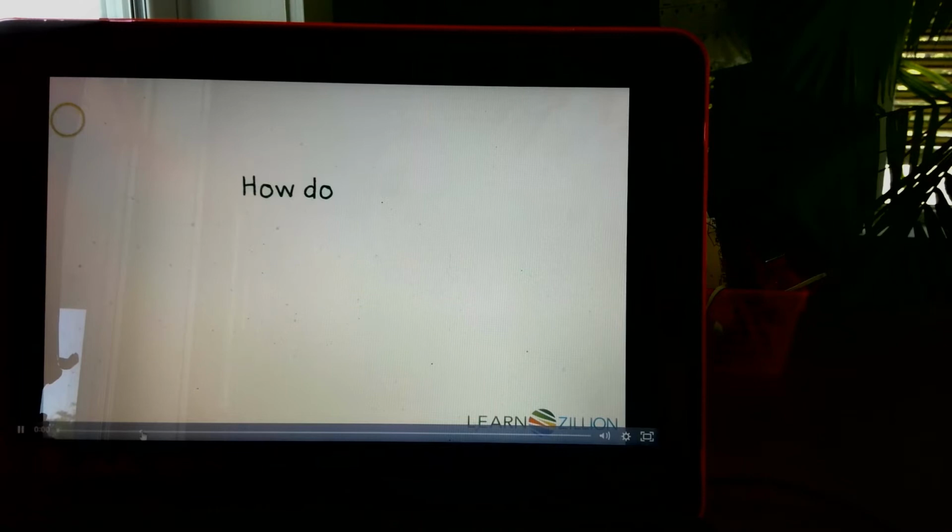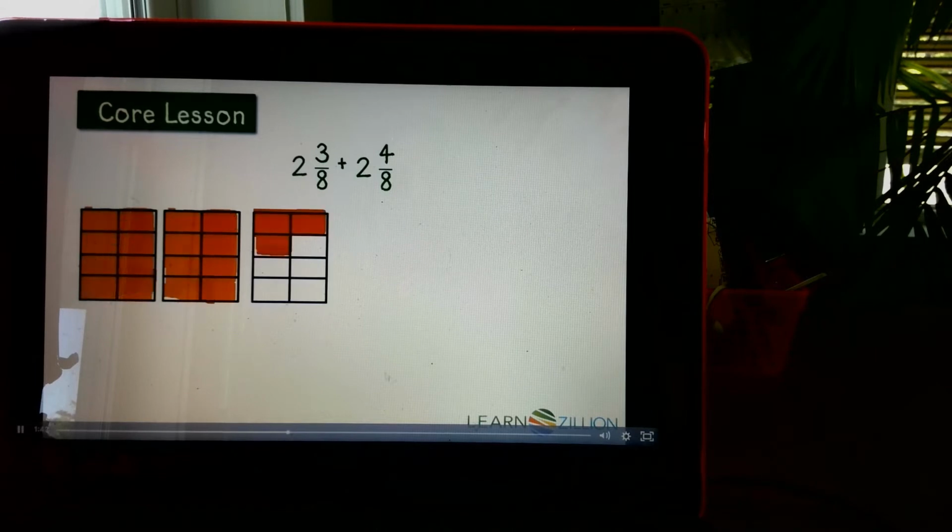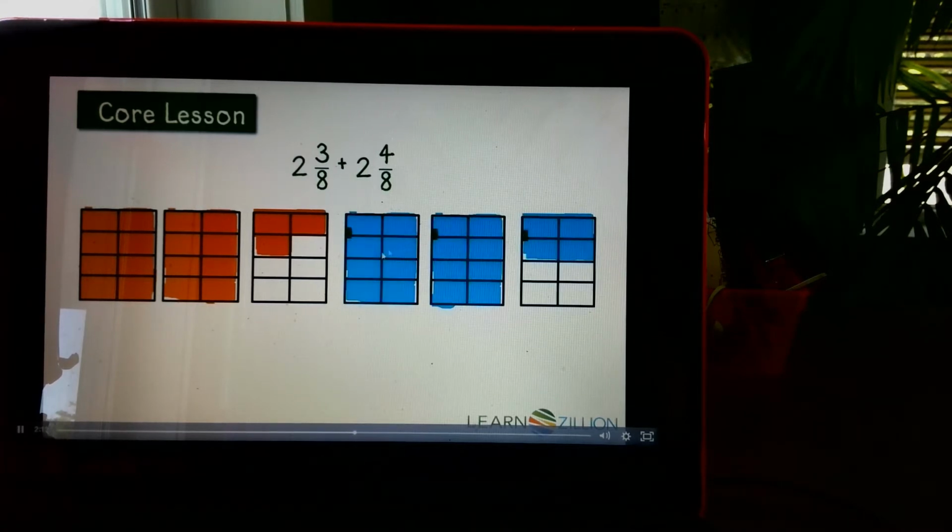I'm going to go through this video kind of quickly to see if we can... Our first mixed number is 2 3/8. I'm going to show 2 wholes completely filled in. The fractional part of the mixed number is 3 out of 8, so we're going to represent 3/8 by shading in 3 parts out of 8. Our second mixed number is 2 4/8. So we're going to create another area model, and we see that our denominator is 8, so we're going to be able to add these 2 area models together. So we have our 2 wholes, and then 4 out of 8 parts are shaded in.